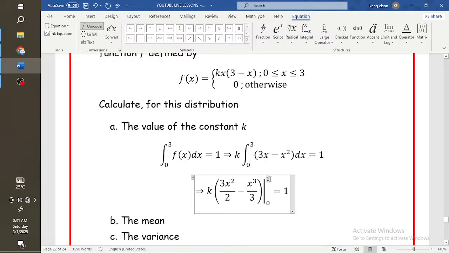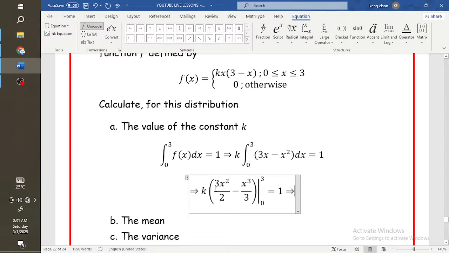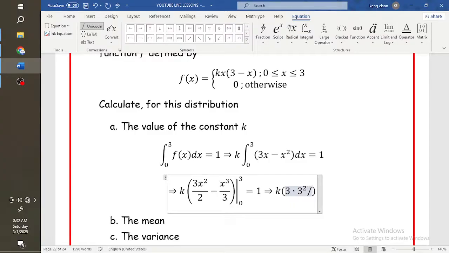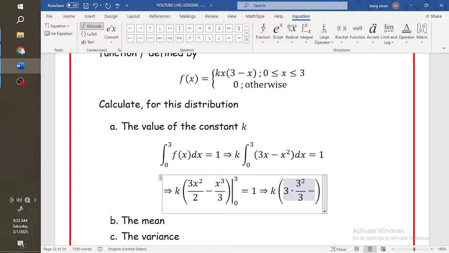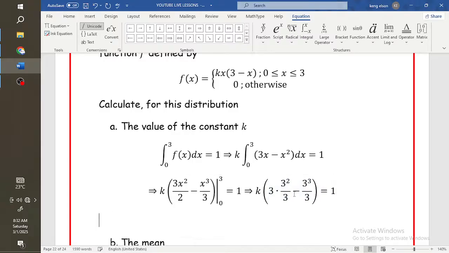From 0 to 3 equal to 1. Okay, so this means that we know that when we fit the lower bound, which is 0, everything gives us 0. So we'll just focus on fitting the upper bound, which is 3. So you have k into, if I fit 3, I get here 3 multiplied with 3 squared and divide by 2 minus 3 cubed divided by 3 and equate to 1.